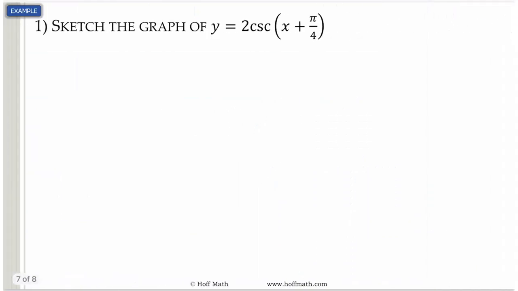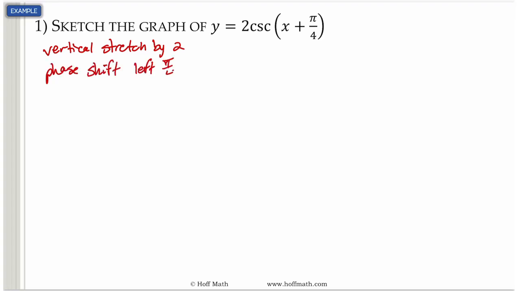So let's get started. And again, if you haven't yet watched the video on how I teach graphing sine and cosine, start with that and then come back to this video. So we're looking at the graph of 2 times the cosecant of x plus pi over 4. Let's start with some analysis of this particular function. So for example, we're going to have a vertical stretch by a factor of 2. And also I see that we're going to have a phase shift or a horizontal shift. We're going left pi over 4.